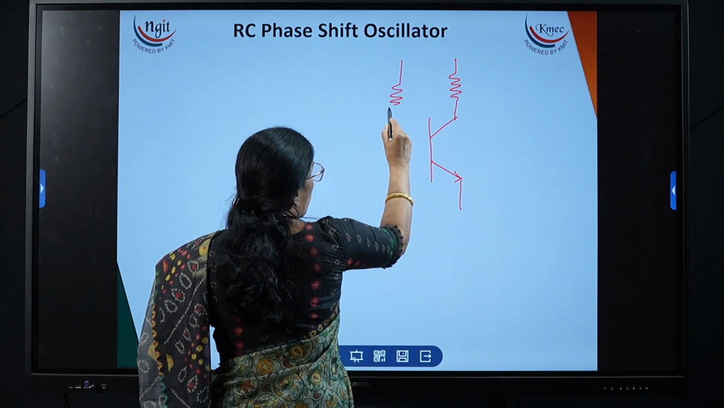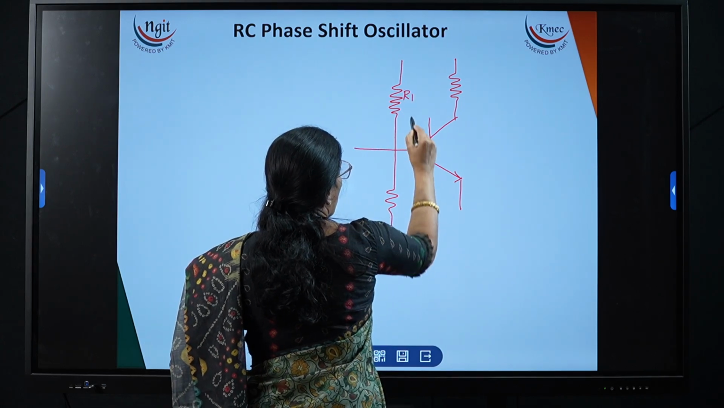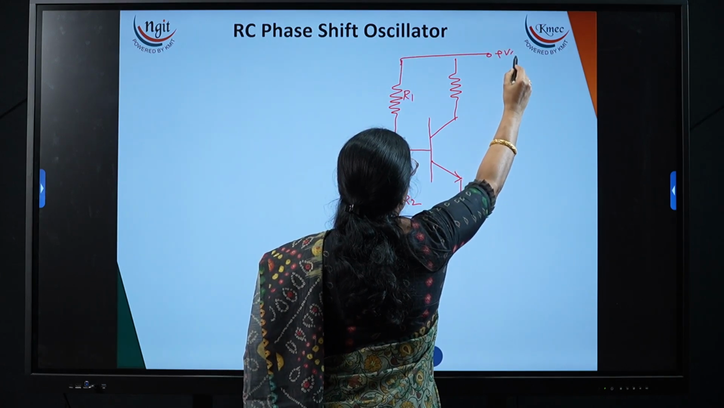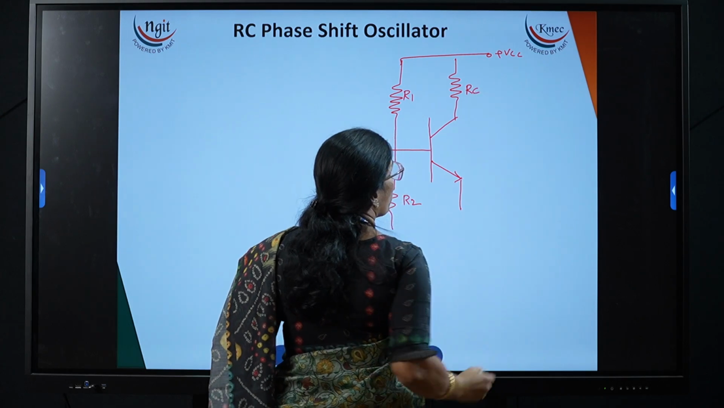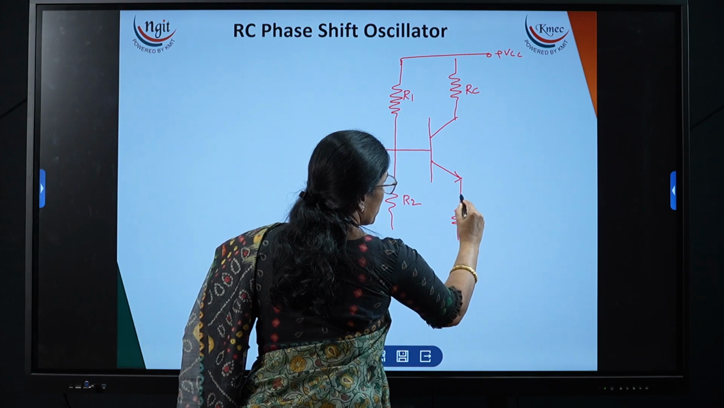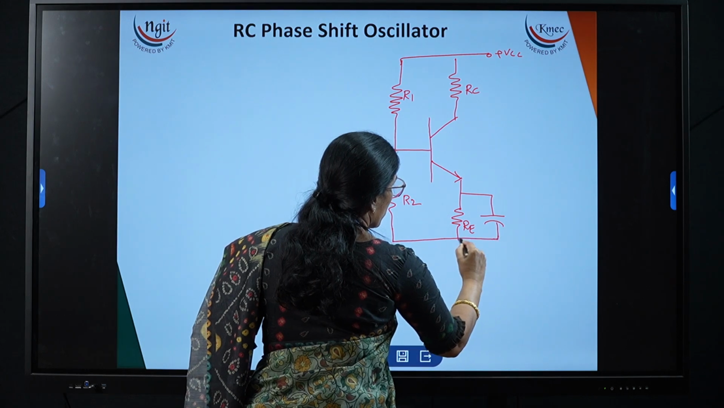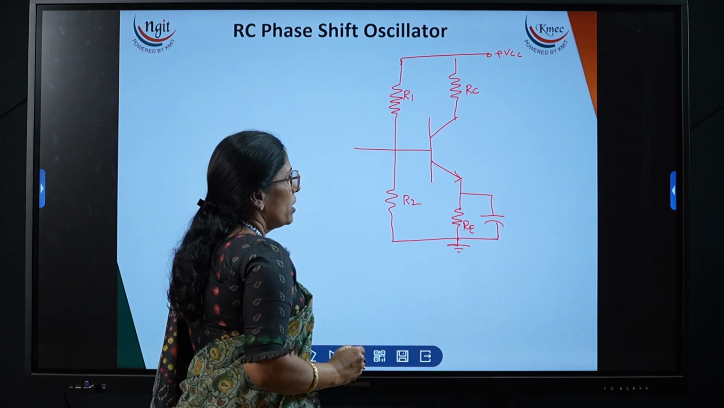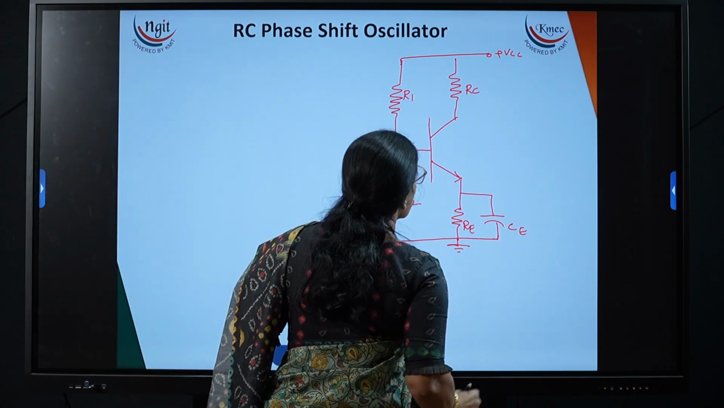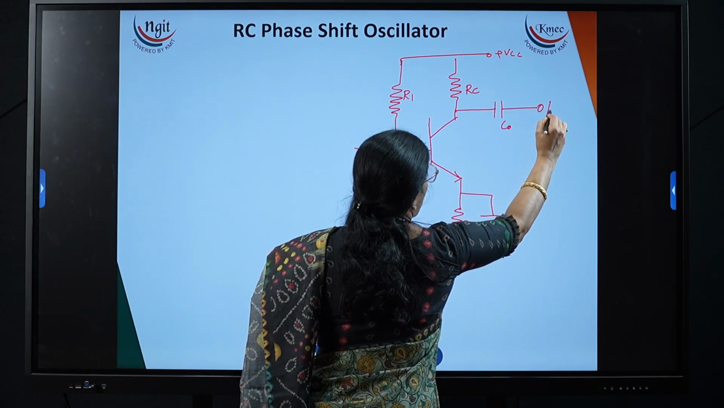I am taking the voltage divider biasing by using the R1 and R2 resistors. This is RC for the load current and RE for the negative feedback purpose, and CE to bypass the AC signal to the ground. CE is the bypass capacitor to ground the AC signal, and this is the coupling capacitor, C out, and here I am taking the output.